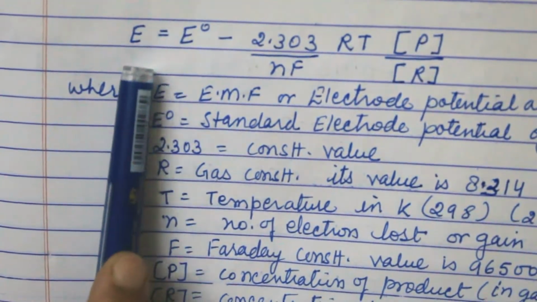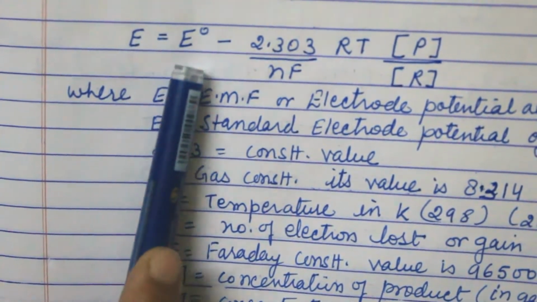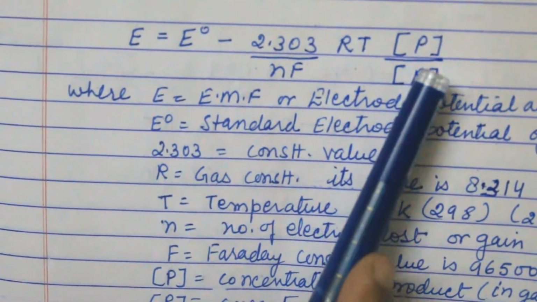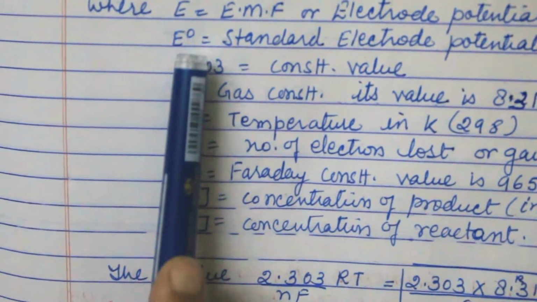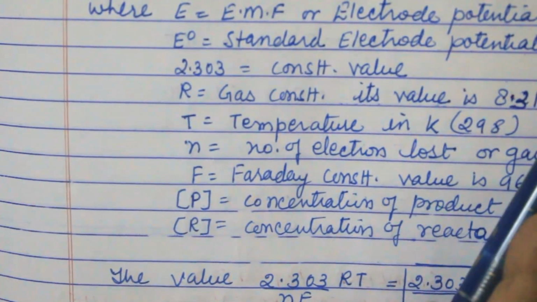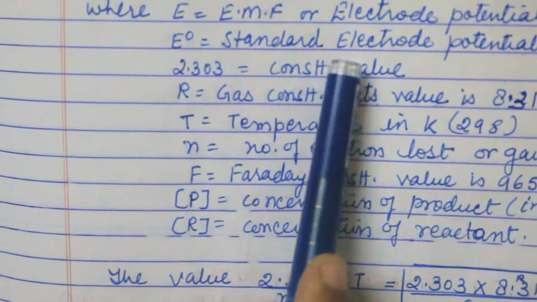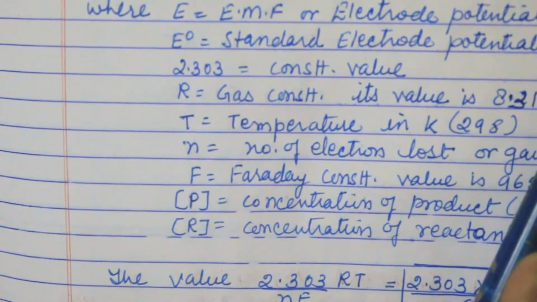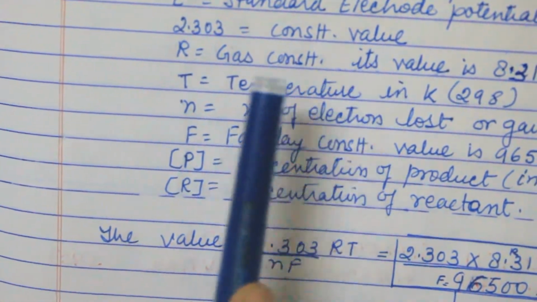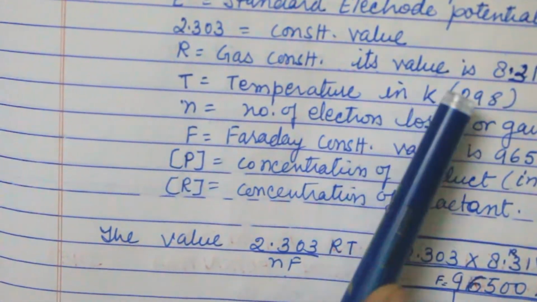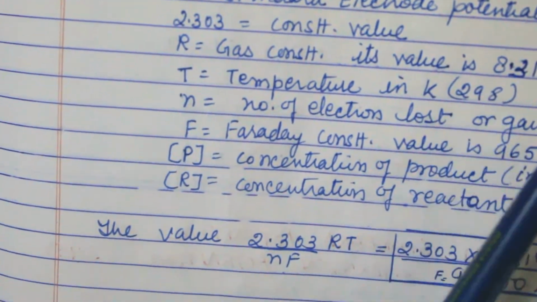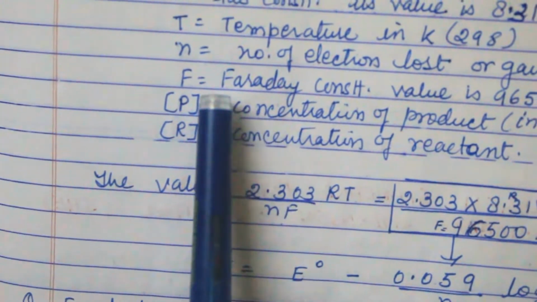So the formula given by the Nernst equation is E is equal to E naught minus 2.303 RT upon nF log P upon R. E is the EMF of the electrode potential at any concentration. E naught is the standard electrode potential at 1 molar concentration. 2.303 is a constant value. R is the gas constant, its value is 8.314. Temperature in Kelvin is 298, that is 25 degrees centigrade, room temperature.